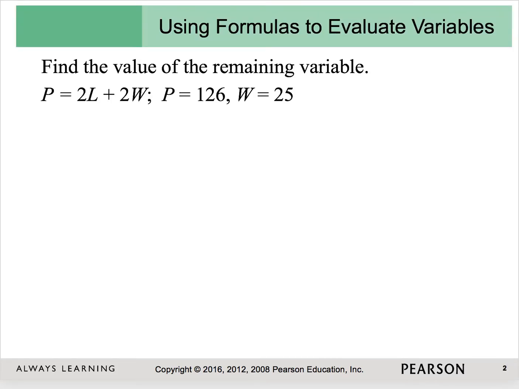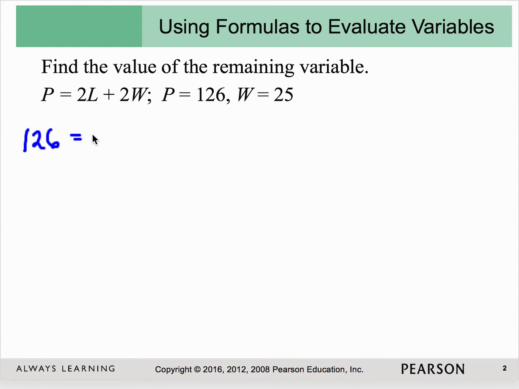So sometimes we might just be asked to find the value of the remaining variable. For example, this is the perimeter of a rectangle. P equals 2L plus 2W. And if we know that the perimeter is 126 and the width is 25, we say, well, then what's the length? All we got to do is plug in. If P is 126, right? And we're looking for L.